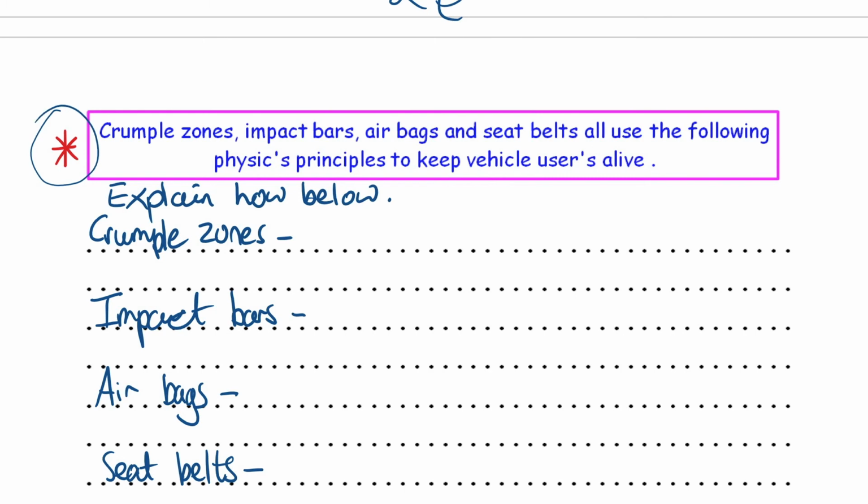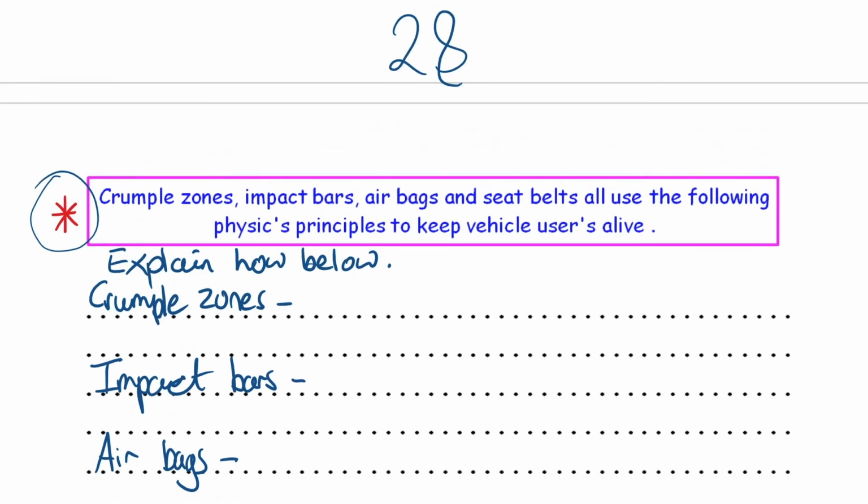What you need to do then is explain how these different safety features work. Crumple zones, impact bars, airbags and seat belts all use the following physics principles to keep vehicle users alive. Let's look at the first one, crumple zones, and I'll leave you to do the rest.